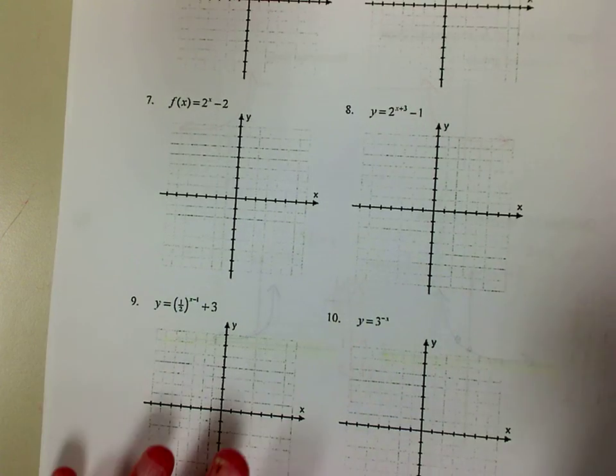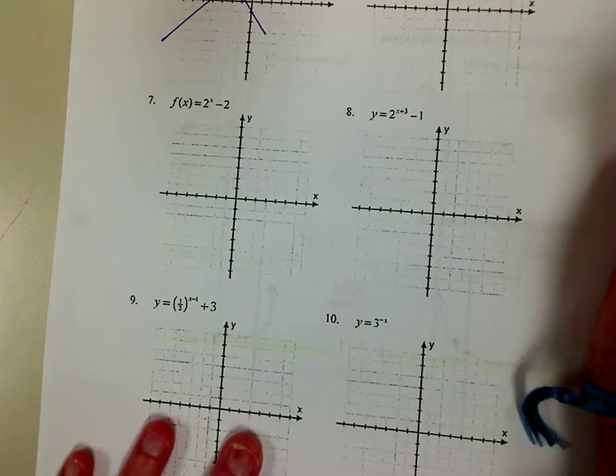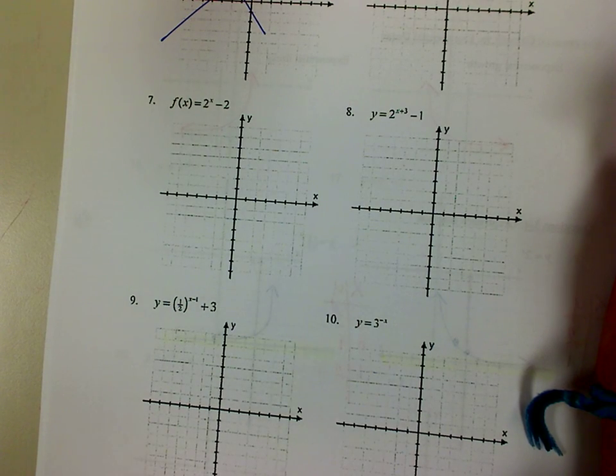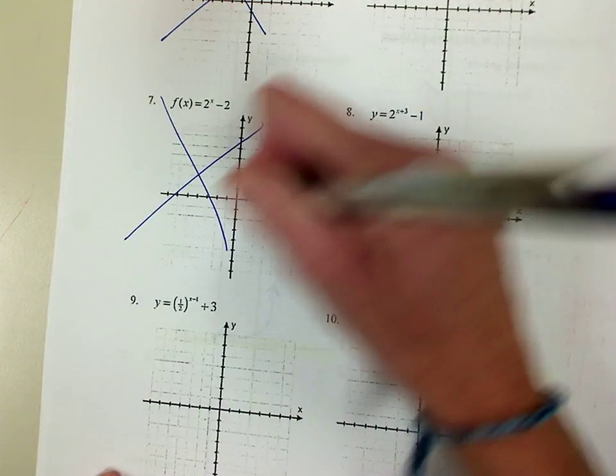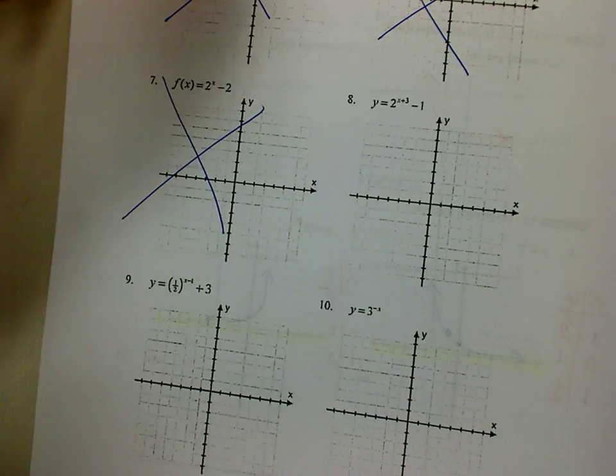Okay, so moving on, I'm going to cross off number 5, and I'm going to cross off number 7 and number 6. So that leaves us with 8, 9, and 10 on this page.